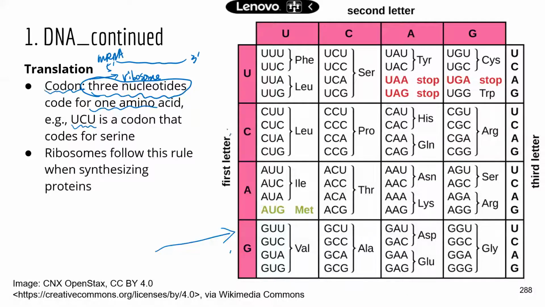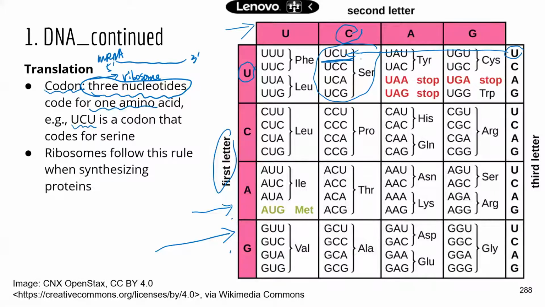The first letter is on the left side, right? So you start from the left side. So you're going to find U first. So this is the first letter. And the second letter is on the top. So the second letter is C. So you find C next. And you will know that the amino acid that the codon codes for is going to be in this box. But there are 4 codons, right? So you need to find the third letter, which is U. So it corresponds with the first codon. So UCU codes for amino acid serine. So that's the rule that ribosomes are going to follow.